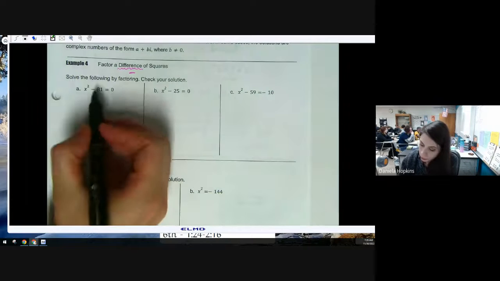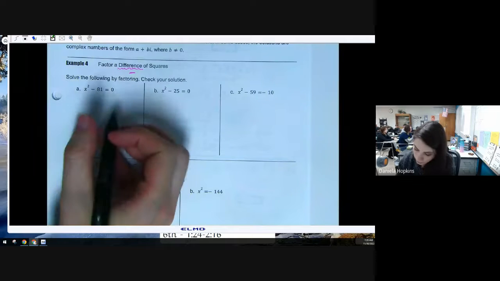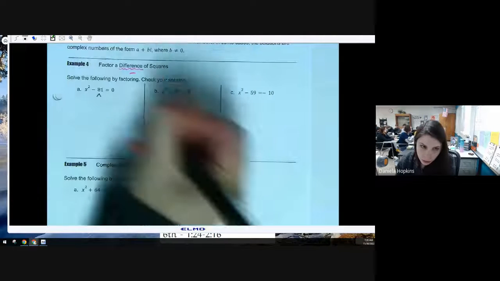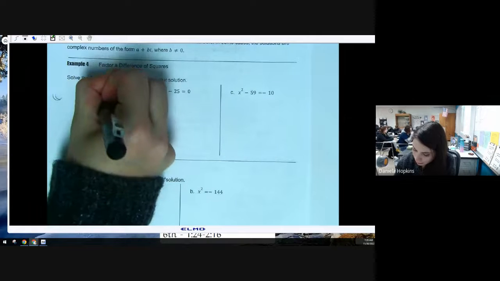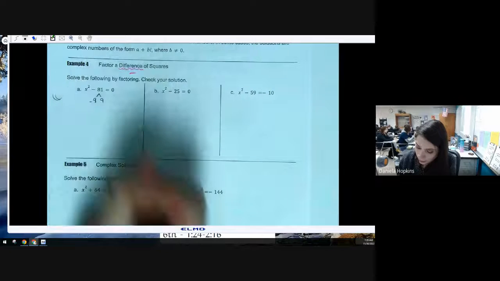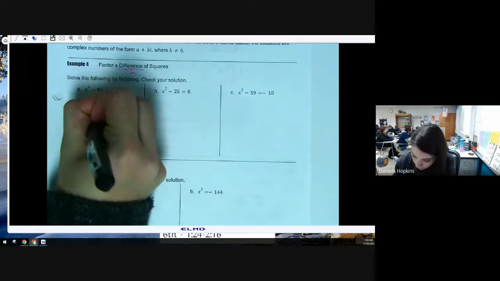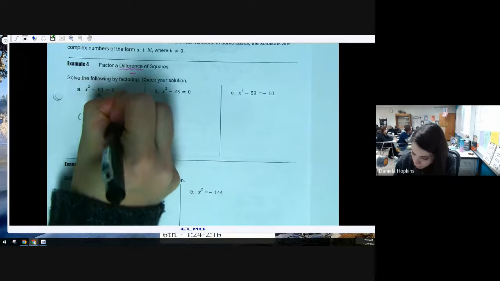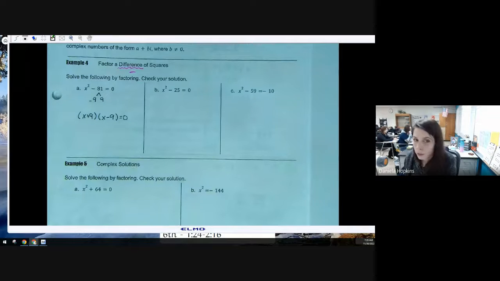So is 81 a perfect square? Yes, sure is. It's the perfect square of 9, so it's 9 and 9. Except to multiply to negative 81 and add to 0, it'd have to be a negative 9 and a positive 9. So this just factors as x plus 9 times x minus 9 equals 0. And it's like the quickest factor ever.